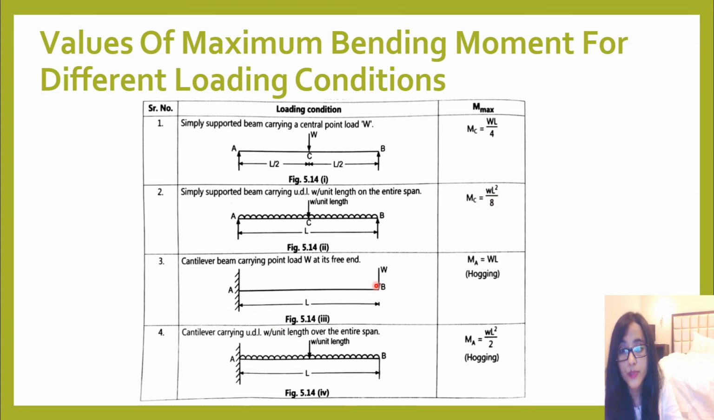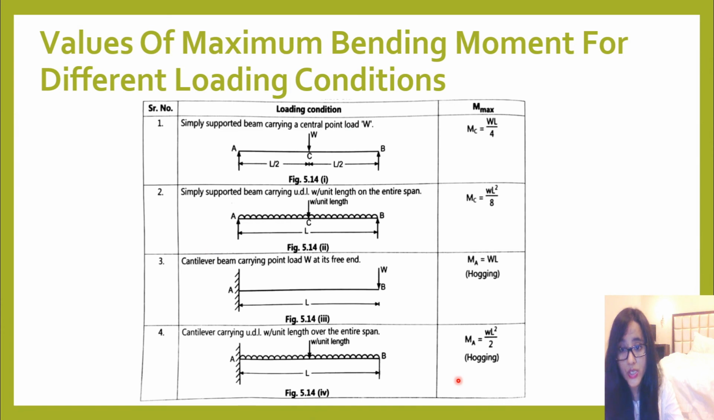For a cantilever beam with a point load at the free end, if you find the maximum bending moment, the maximum moment will come at point A and it will be equal to WL. Okay. Similarly for a cantilever beam carrying a UDL throughout its length, the maximum moment will come at the fixed end again, which will be equal to WL square by 2. Okay, so remember these formulas.